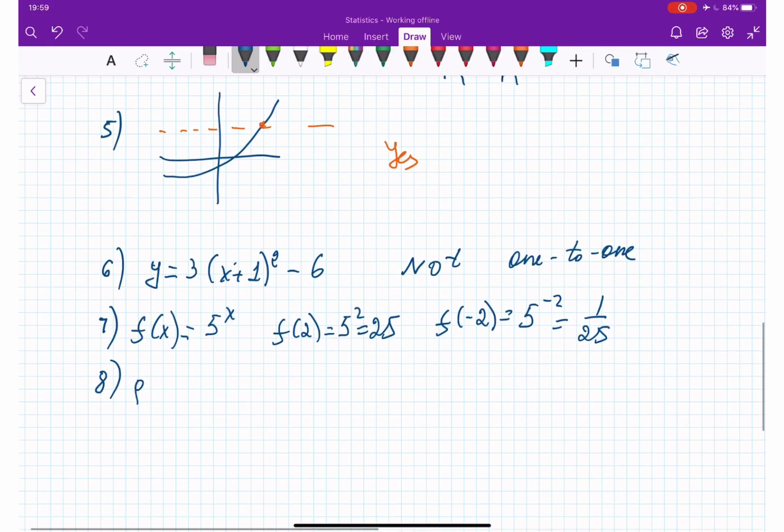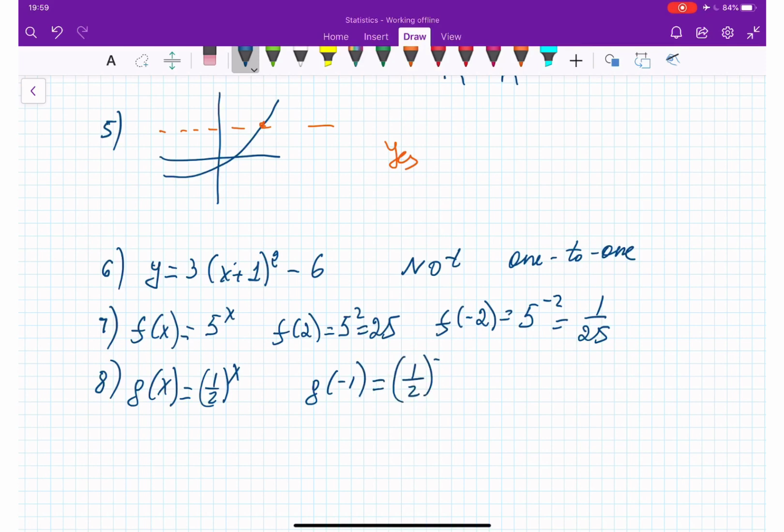Number 8. So g of x is equal to 1 over 2 to the power x. So we need to find g of negative 1. It's going to be 1 over 2 to the power negative 1, because it's negative, I'm flipping it, 2 over 1, which is equal to 2.